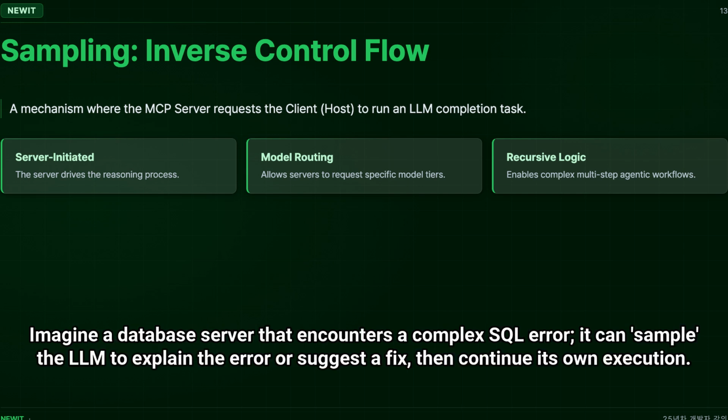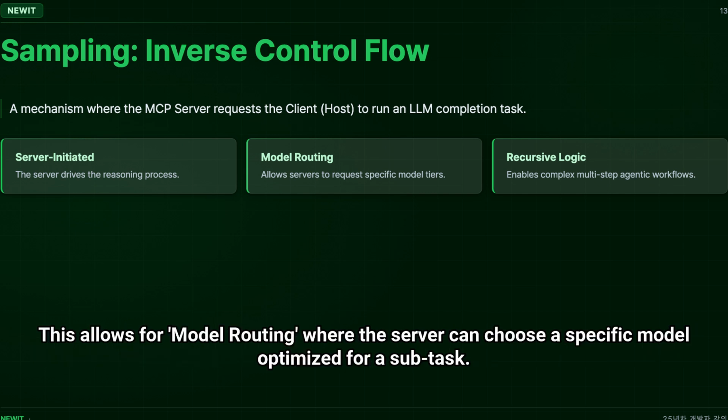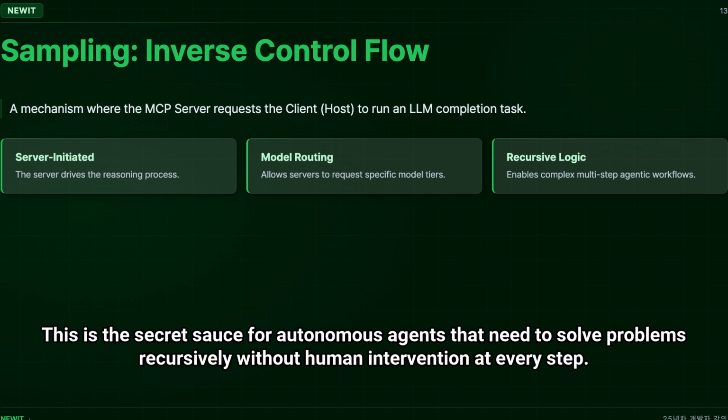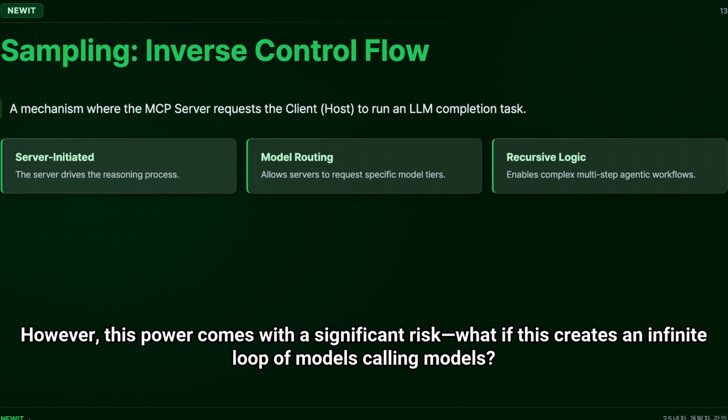Imagine a database server that encounters a complex SQL error. It can sample the LLM to explain the error or suggest a fix, then continue its own execution. This allows for model routing, where the server can choose a specific model optimized for a subtask. From an architect's view, this turns the MCP server from a passive data provider into an active orchestrator. This is the secret sauce for autonomous agents that need to solve problems recursively without human intervention at every step. However, this power comes with a significant risk. What if this creates an infinite loop of models calling models?